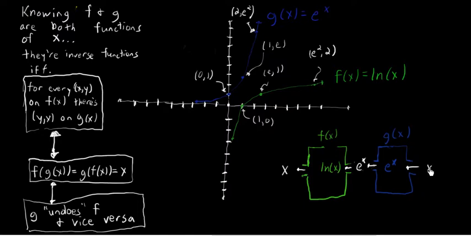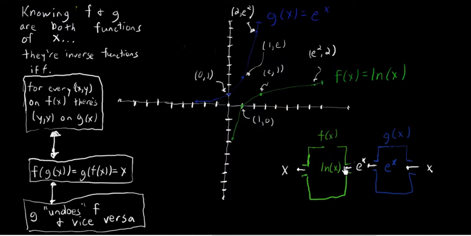So when we plug x into g, g will take x and raise e to the x power, and will output e to the x. And we plug that result into f. Well, f will apply the natural logarithm to e to the x, and that will be equivalent to asking, well, what power do we raise e to get e to the x?